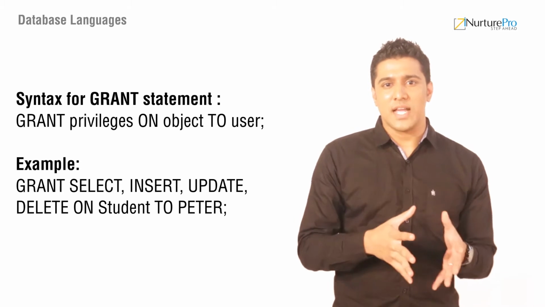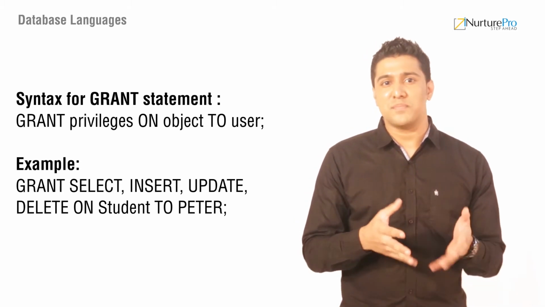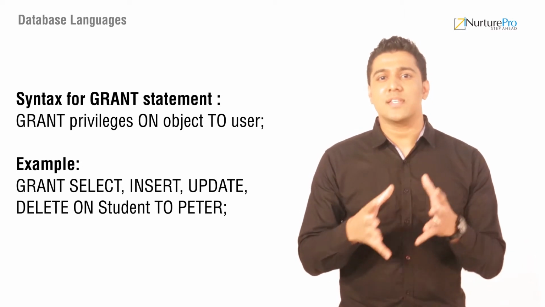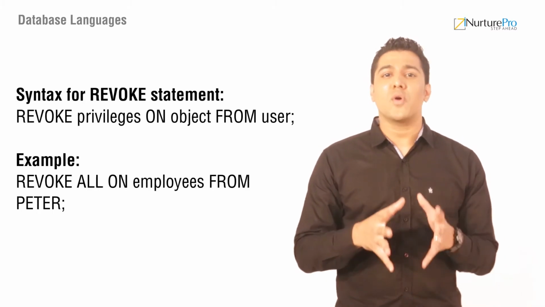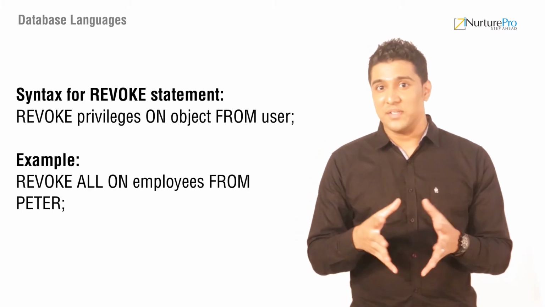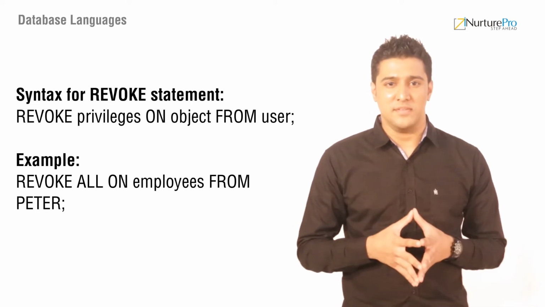Continuing with our example, if you want to grant select, insert, update, and delete privileges to a user Peter, you need to run the grant statement as shown on screen. Similarly, if you want to revoke all the privileges from the user Peter, you need to run the revoke statement as shown on screen. The last step is about managing all these transactions you do on the database.